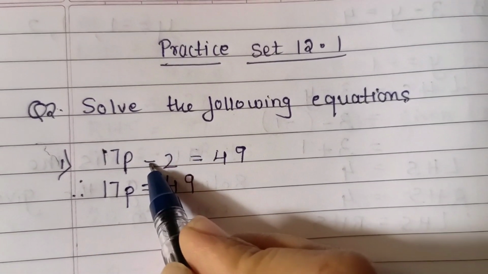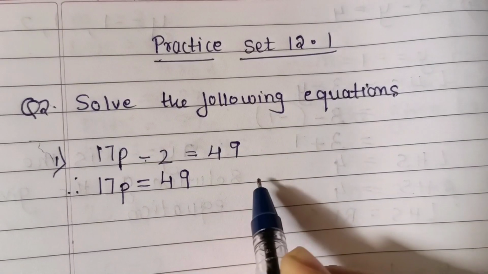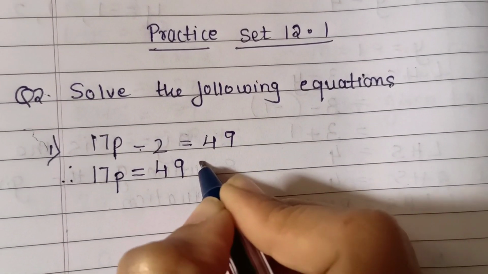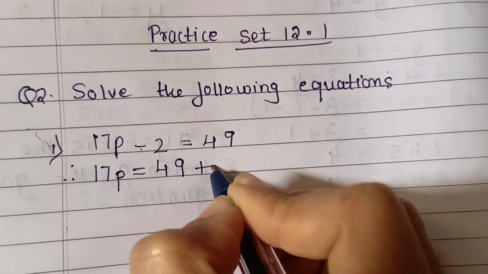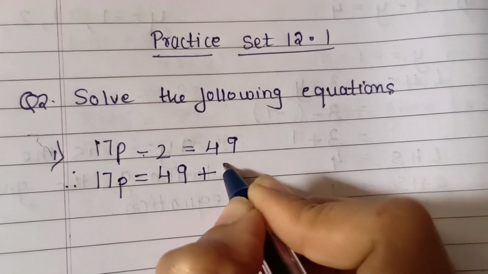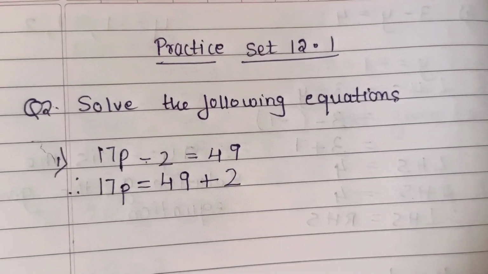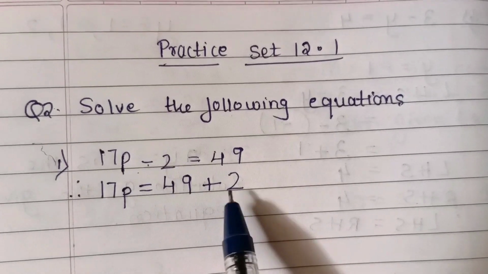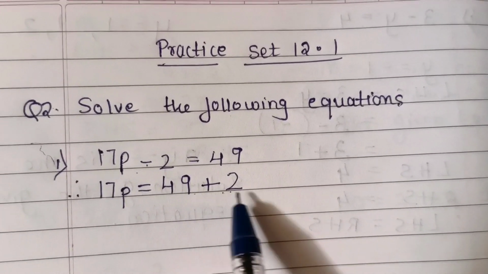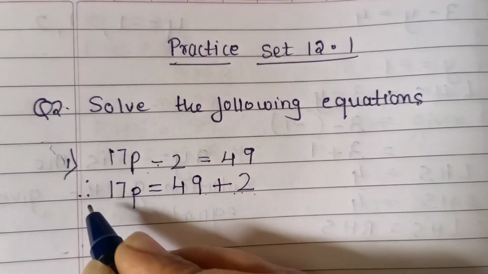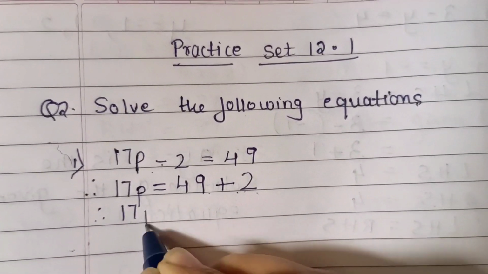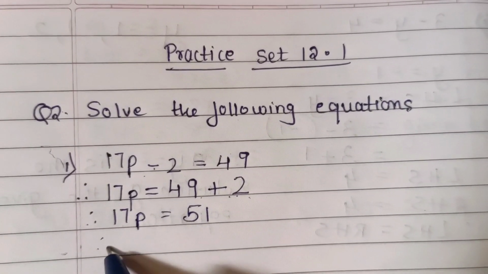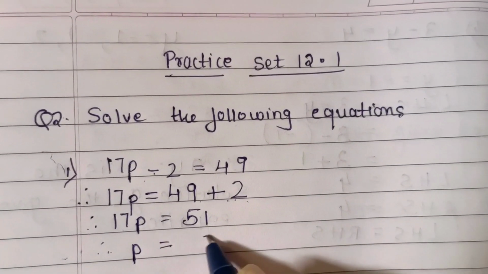Now, this minus 2, when it is transposed to this side, that is from left hand side to right hand side, minus sign will become positive, that is negative will become positive. So in place of minus 2, when it is transposed to the right hand side, we are supposed to write plus 2. Now we will add these two numbers, we will get 51. Therefore p is equal to 51.